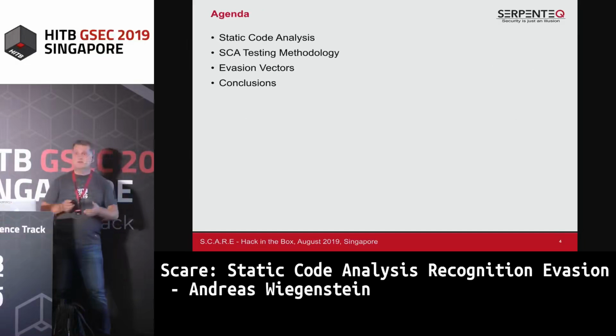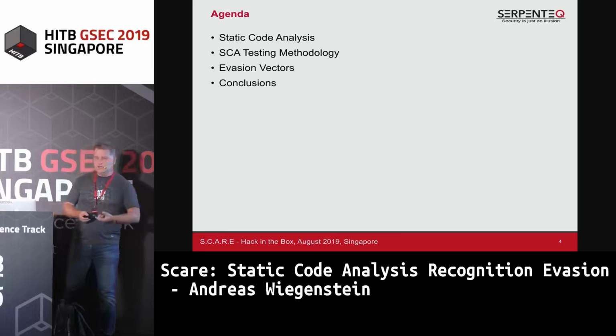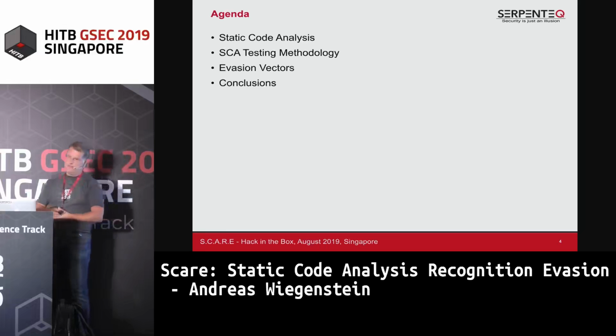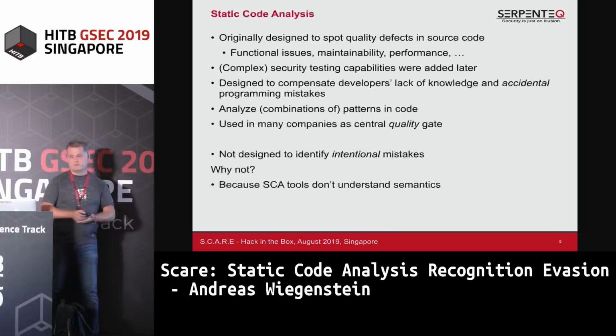First, if we want to know how to attack static code analysis mechanisms, we have to understand how the technology works, under what limitations, and in what kind of environment it has to operate. So we first look a little bit at what static code analysis is, how it came into existence, and what kind of methodologies it's using. Then I introduce some evasion vectors. And at the end, we talk about some conclusions from what we have heard today.